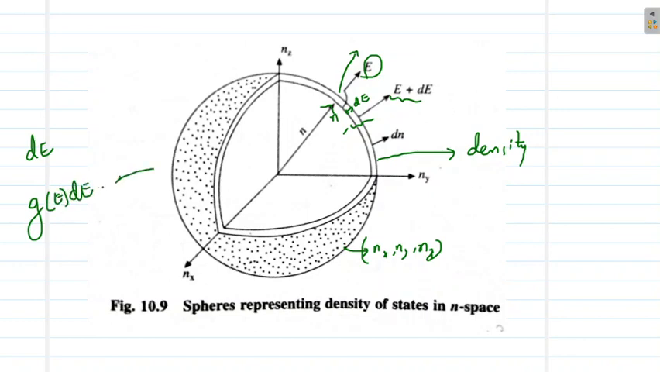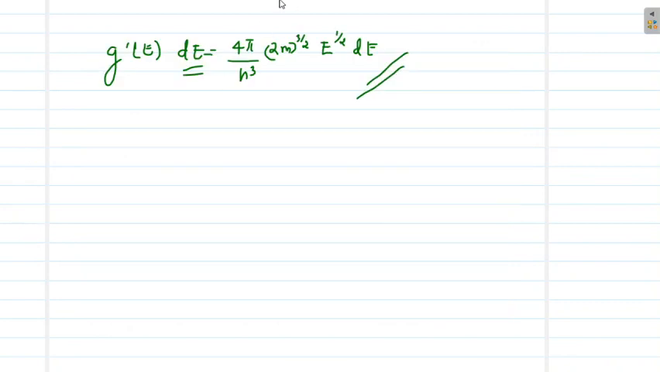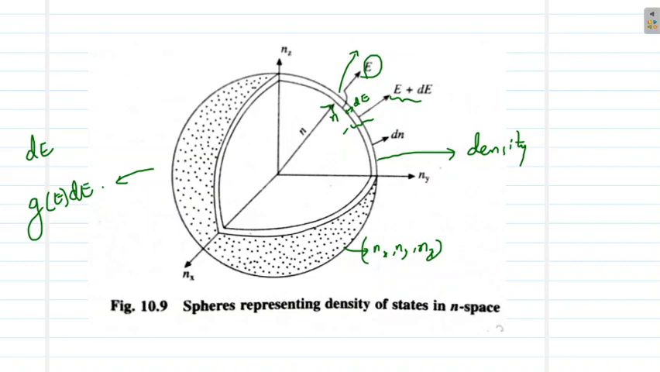So that is what we have derived now. We have the equation for g of E dE and also the per unit volume g dash of E dE. In the next class we will use this equation to get further equations for the number of electrons, Fermi energy level, etc. So I hope you understood the concept of the density of states. Thank you.